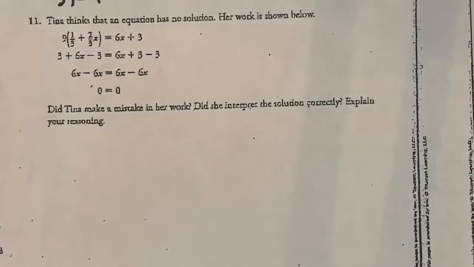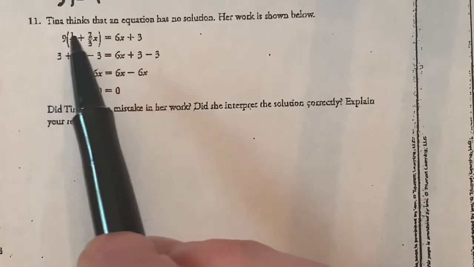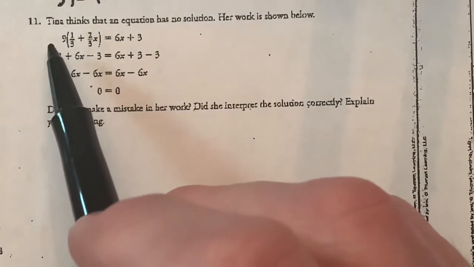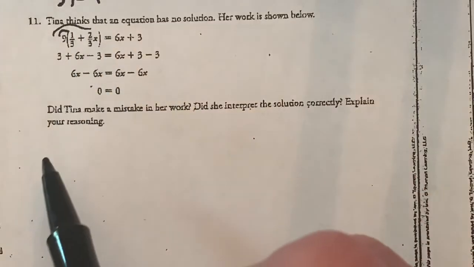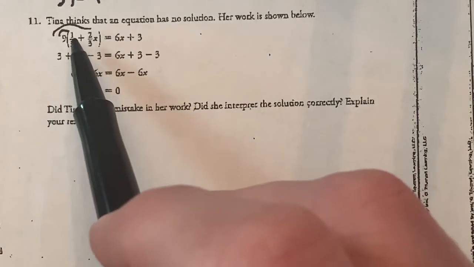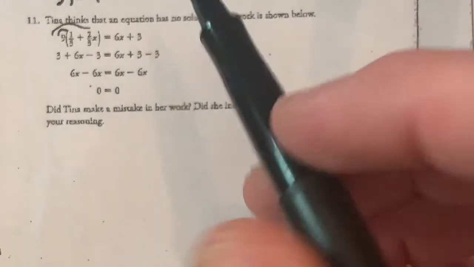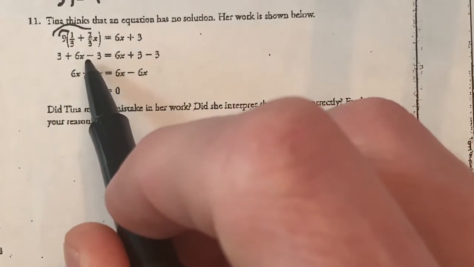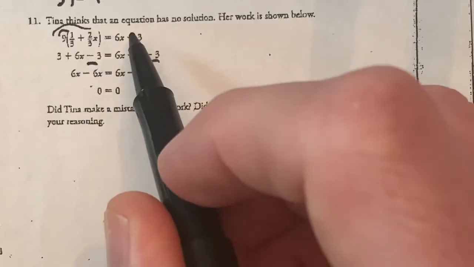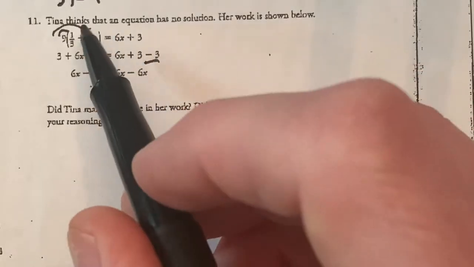Number 11. Tina thinks that the equation has no solution. Her work is shown below. So what you want to do with this is check every step. You're going to distribute this 9 to both of those terms, and you're going to see if this step matches up with this step. And it looks like they did a minus 3 on each side. So this going down looks okay.